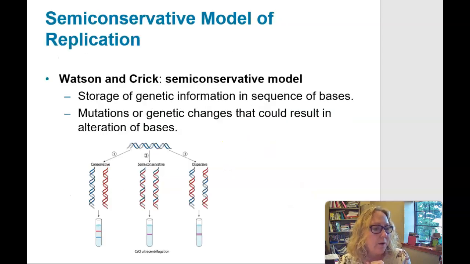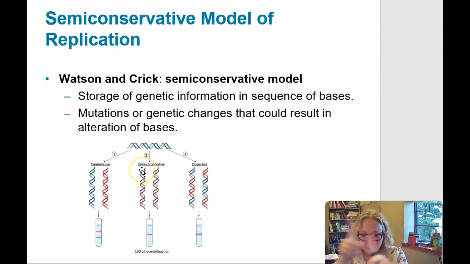Okay, now the next thing we need to know is how does DNA replicate? We know it's DNA, we know what it looks like. How does this thing replicate? If this is your piece of DNA, the question is, does it look like this, where this is blue, the original? Does the original stay the original, and it just makes a brand new copy of the DNA?